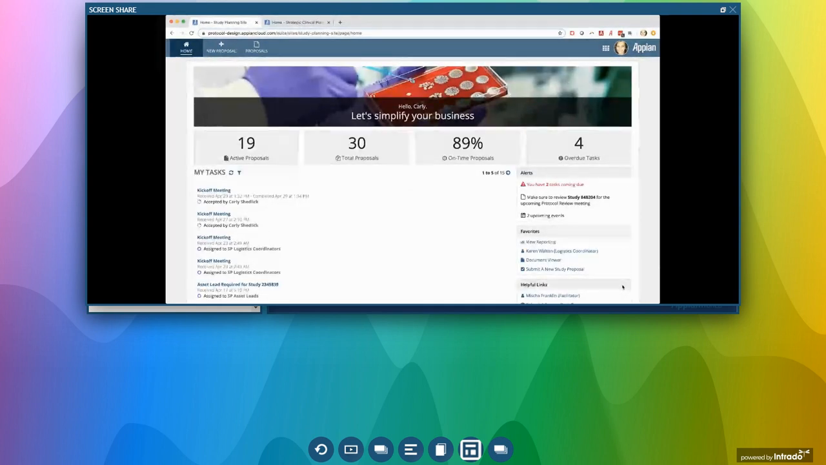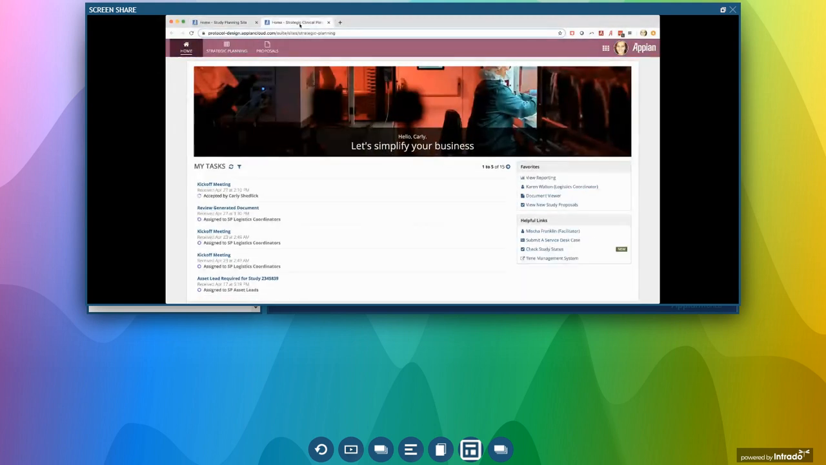So changing my hat one more time, we're going over to a very different view based on this role. Where now when I go in, I'm presented with a customized view for this role, and they have very different actions they're responsible for. You might notice on the top bar, they no longer have the option to propose a new study.